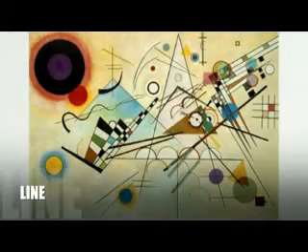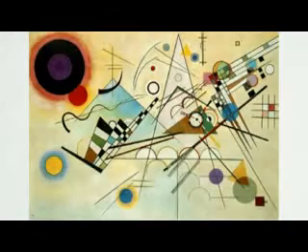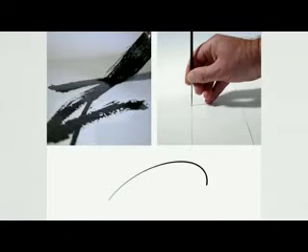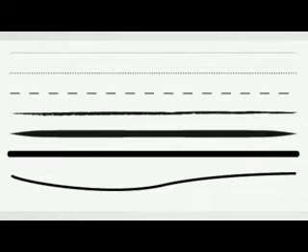Line is an element of design that is used to define shape, contours, and outlines. It also suggests mass and volume. It can also be seen in two ways. The linear marks are made with a pen or a brush, or the edge created when two shapes meet. Lines are also used to divide space, direct the eye, and create forms.